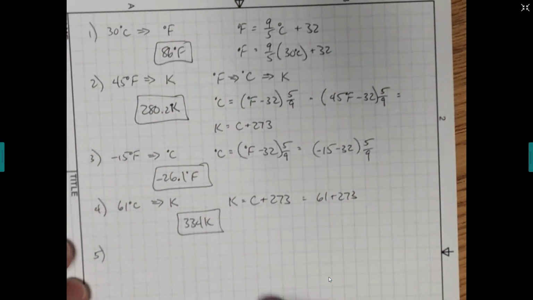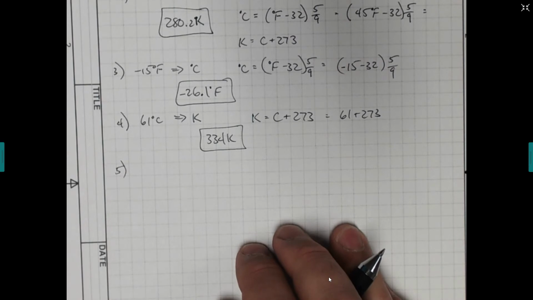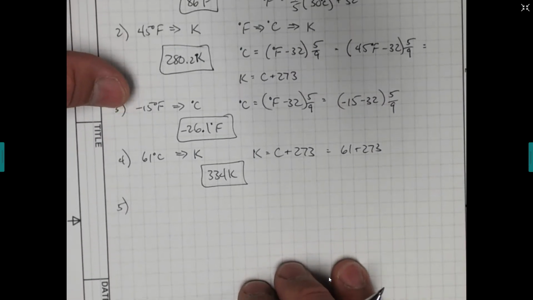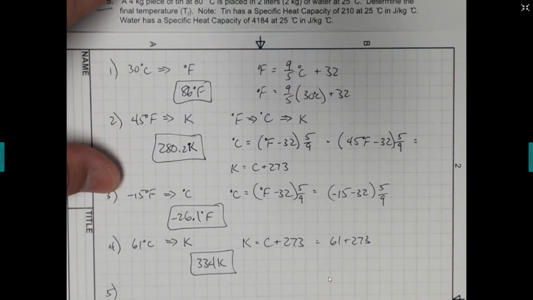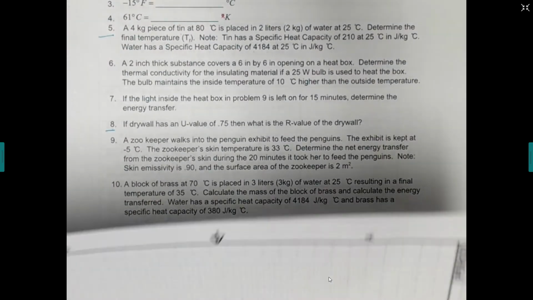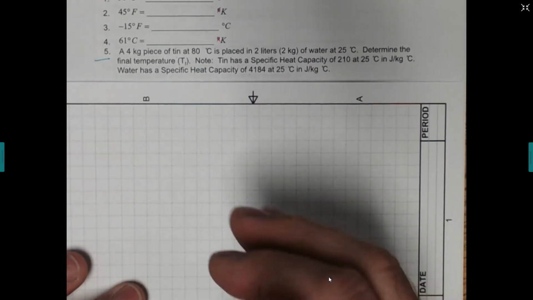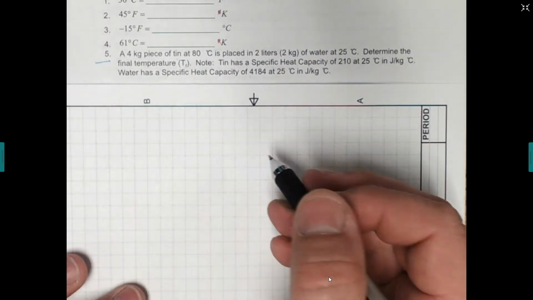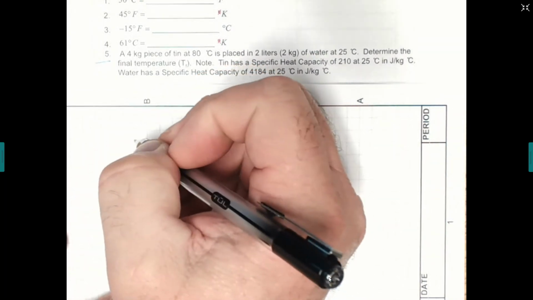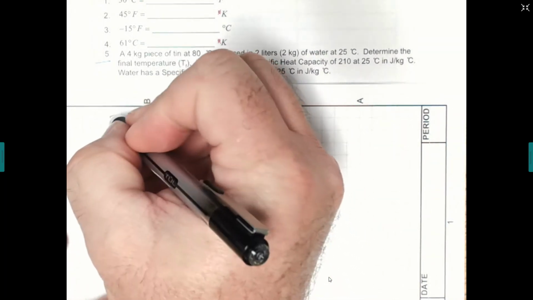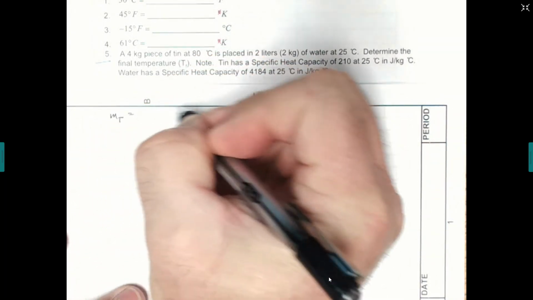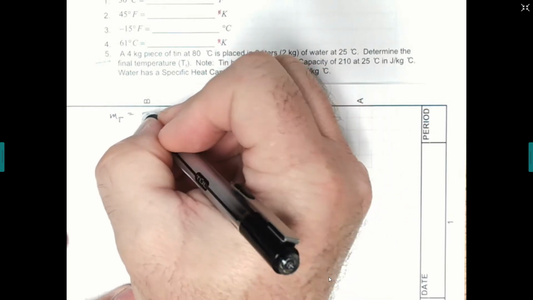Now number 5, this is the one I kind of tried to set up for you as we go through. If we write down all our givens here, let's get 5, so I get it all on the page here. I'm going to flip this over so we can see the problem at the same time. So we have a 4 kilogram piece of tin. So we're going to have tin and we're going to have water. So we're going to have two sets of givens. So the mass of the tin, and I'm just going to call it T, is equal to 4 kilograms.